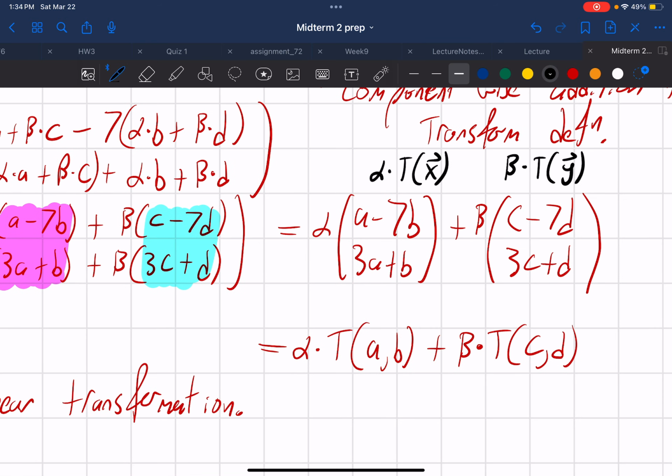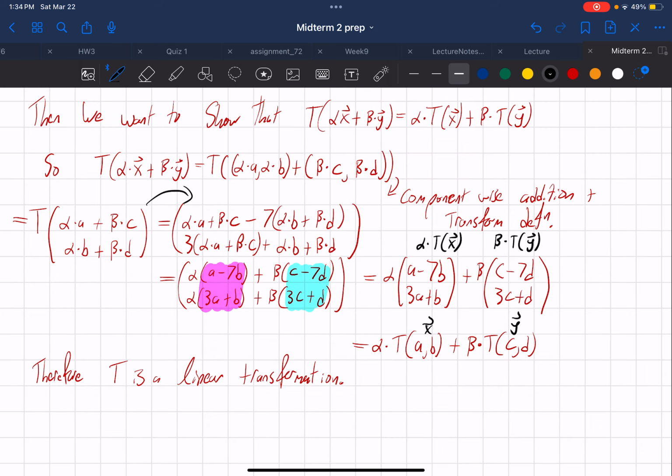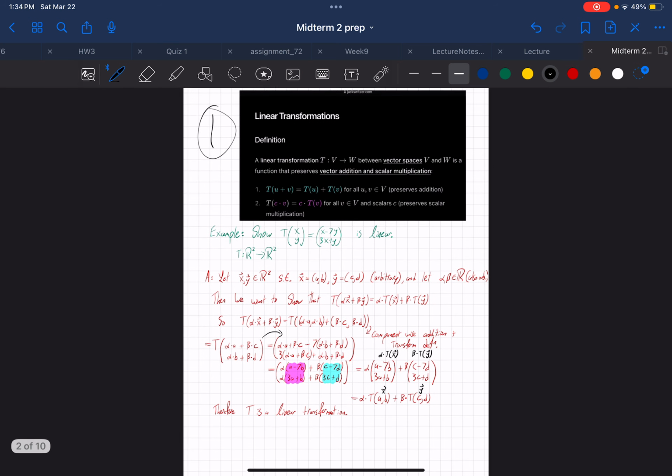The transformation of alpha times x plus beta times y is just equal to alpha times the transformation of x plus beta times the transformation of y. And therefore, T is a linear transformation. So this is a really useful property. You'll probably be asked to show something like this. I would say this is useful to go over, and we'll do some more examples in the next video.